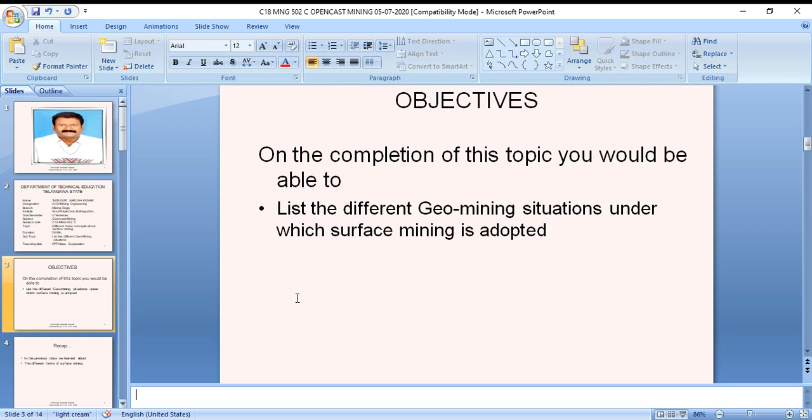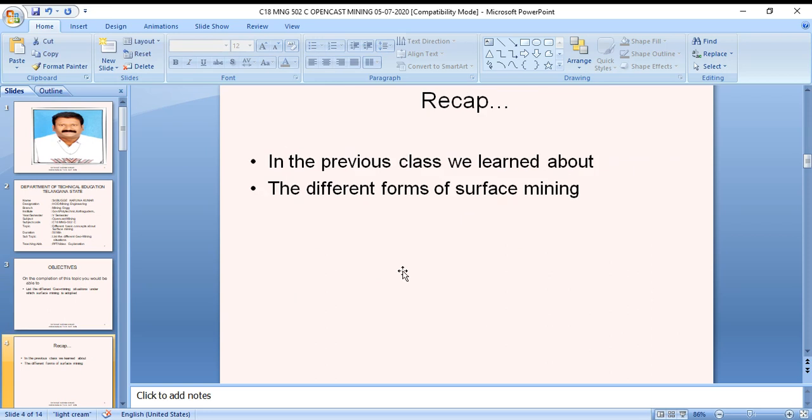Let us recap the earlier class. In the previous class we learned about the different forms of surface mining. We well know that surface mining is a broad term. Within surface mining, we have open cast, open pit mining, and dimensional stone mining, that is the popular quarry. Another part is placer mining, dredging, hydraulic mining, and also leaching, the chemical process, and borehole mining. These are the different forms you already learned in the last class.